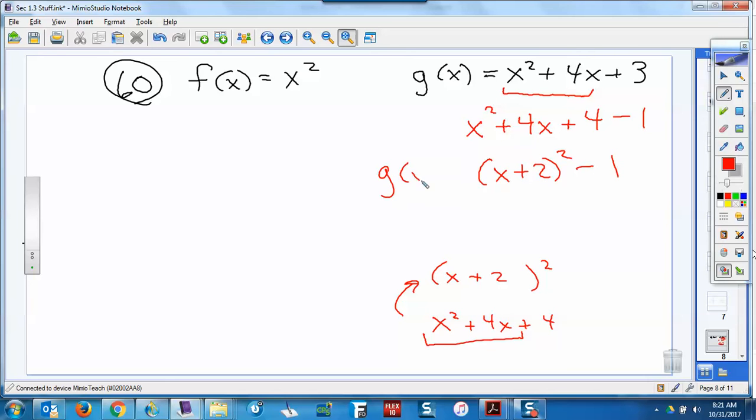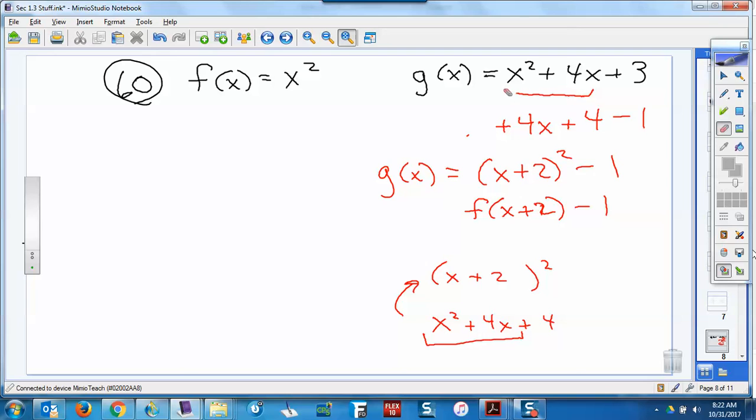So now what do you got? You got g of x equals, oh, well, what's that? That's just a plain x squared graph shifted 2 to the left and down 1, which is what they said. They said the g of x, that's the same as f of x plus 2 minus 1. X plus 2 plugged into this function, x plus 2 squared minus 1. Okay, so that's how you can do that with completing the square.